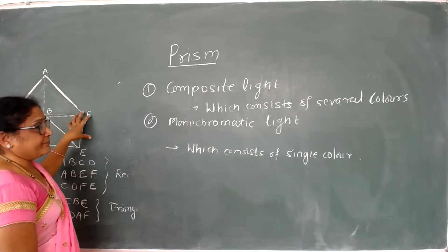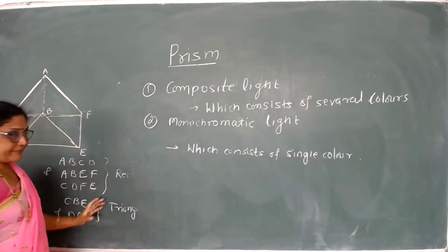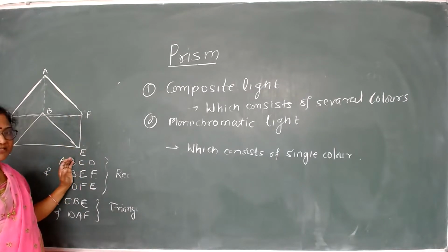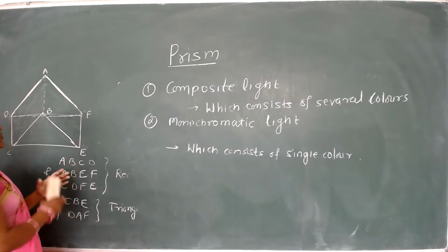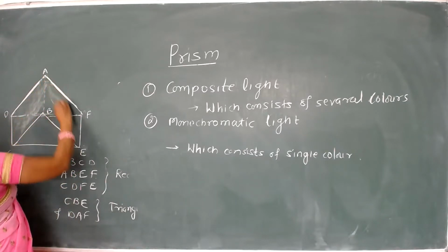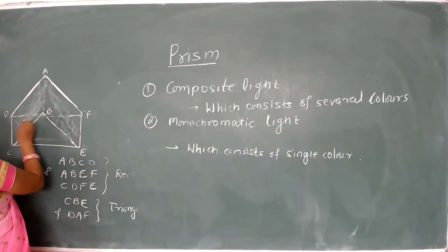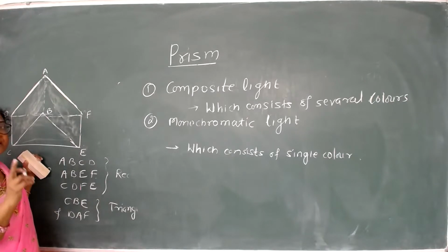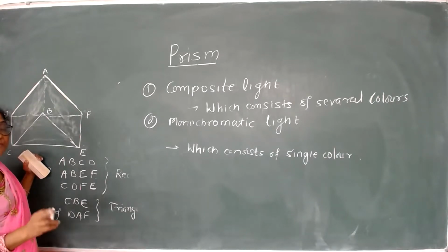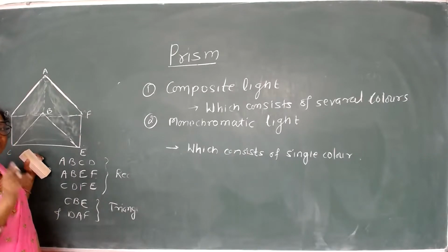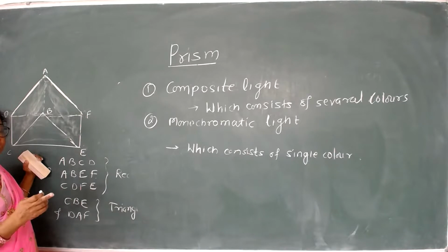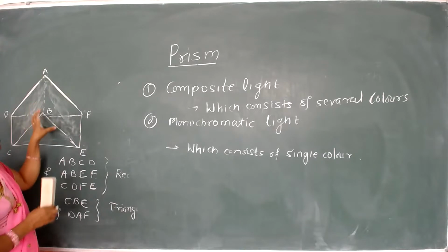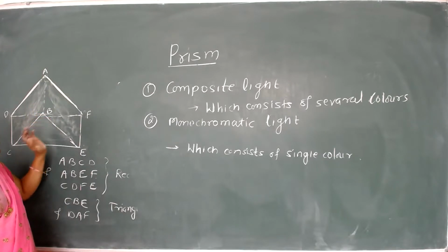In the prism, there are mainly three rectangular surfaces. Out of the three, two surfaces are refracting surfaces and are well polished. Here this surface and this surface are well polished, and the base is rough. When the ray of light is incident on the first refracting surface, it is refracted and comes out from the other surface. Inside the prism we have a number of colors. So this is a prism.